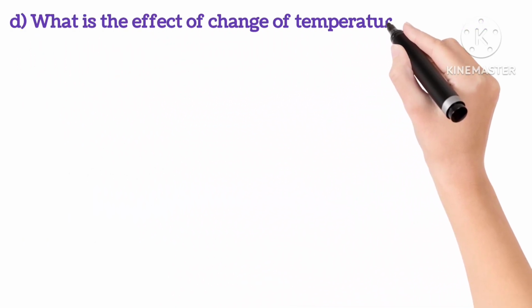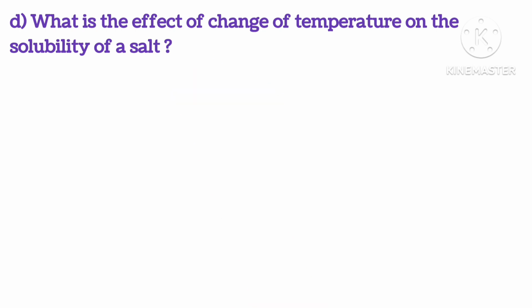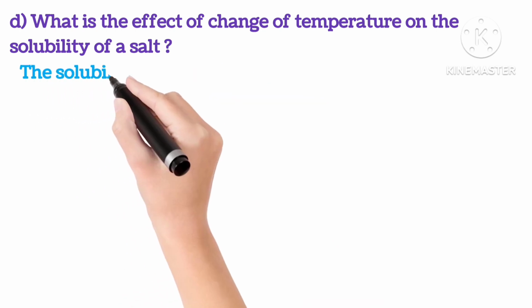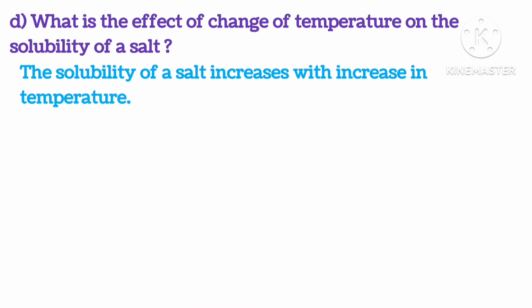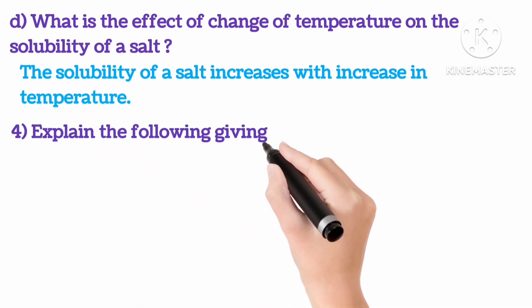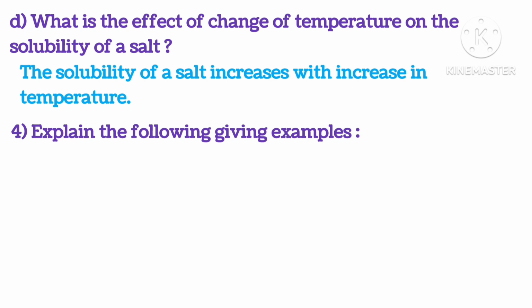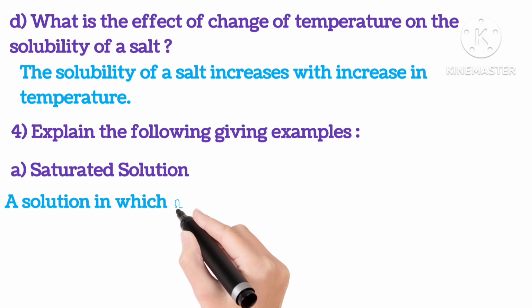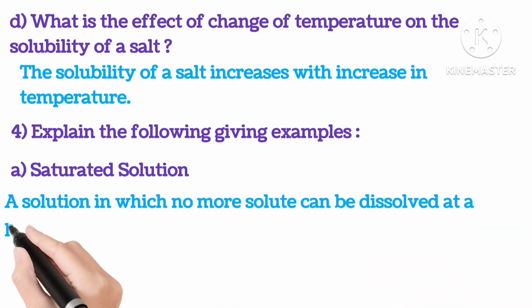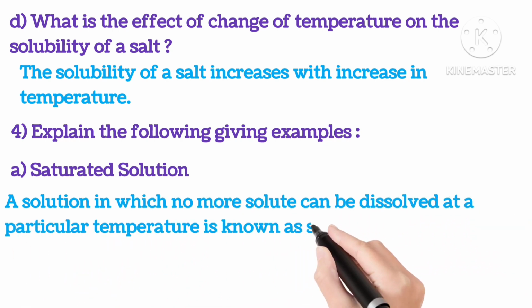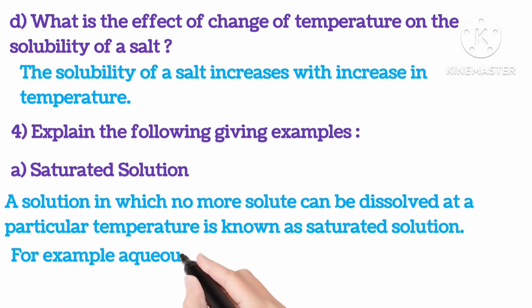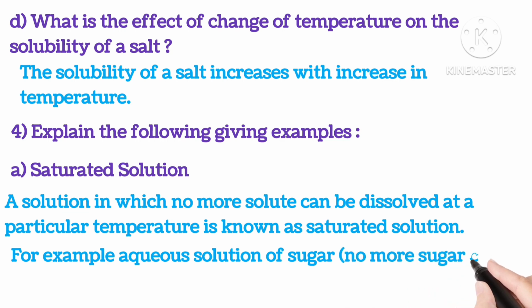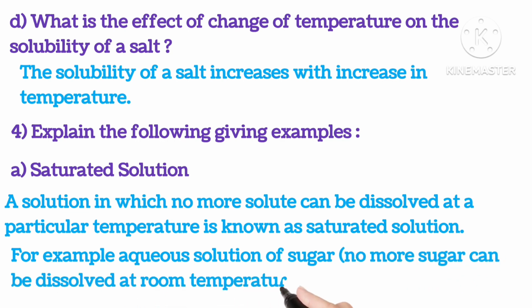What is the effect of change of temperature on the solubility of the salt? The solubility of salt increases with increase in temperature. Explain the following giving examples. A saturated solution. A solution in which no more solute can be dissolved at a particular temperature is known as saturated solution. For example, aqueous solution of sugar, no more sugar could be dissolved at room temperature.